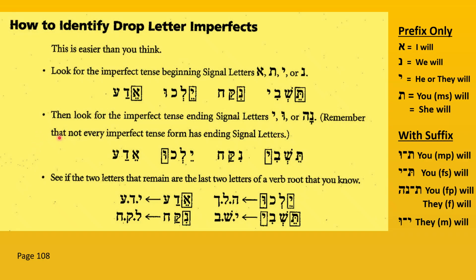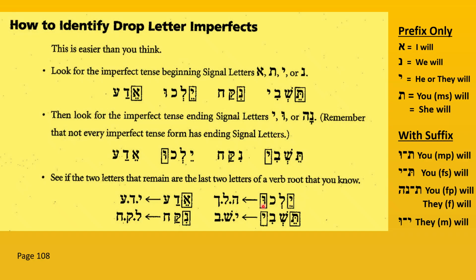So again, as your book says in 108, begin looking for the prefix. After that, look for the suffix. And then look at the letters that remain between the prefix and the suffix. There's either going to be 2 or 3, in some cases 1, but right now just worry about the 2 or 3. If there's only 2, then you know there's a drop letter in there. If there's 3, piece of cake, you can recognize your verb root. So begin looking for the prefix, then see if there's a suffix that goes with it, and then what's left over is the root.